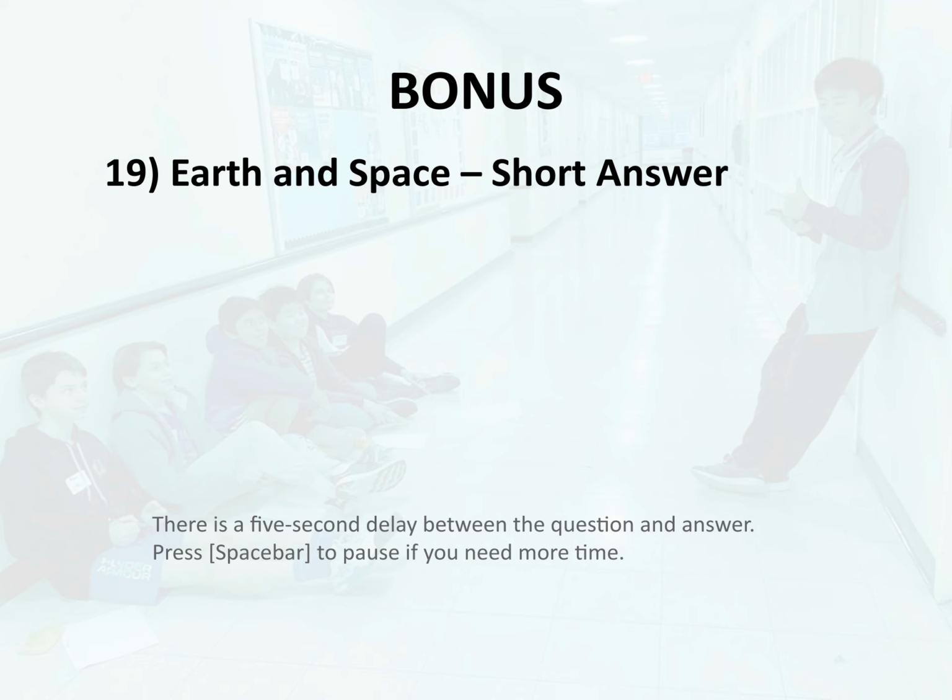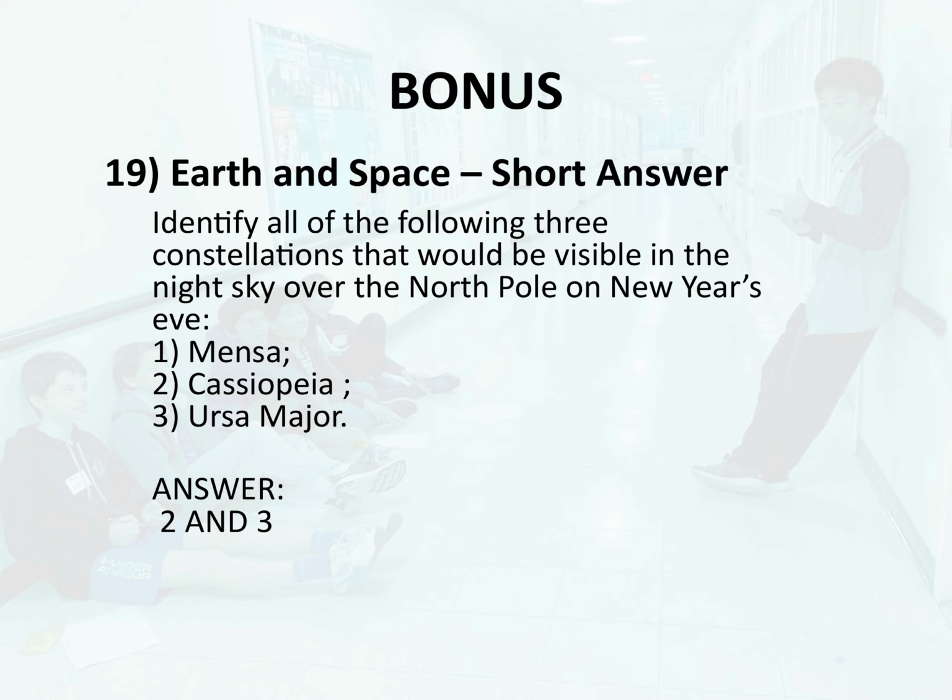Bonus 19. Earth and space, short answer. Identify all of the following three constellations that would be visible in the night sky over the North Pole on New Year's Eve. 1. Mensa, 2. Cassiopeia, 3. Ursa Major. Answer: 2 and 3.